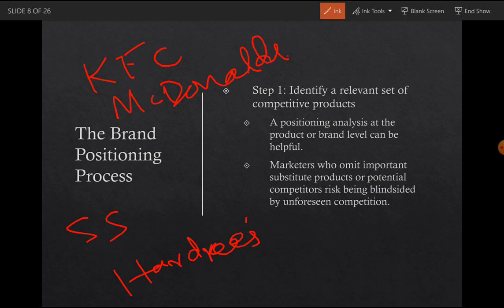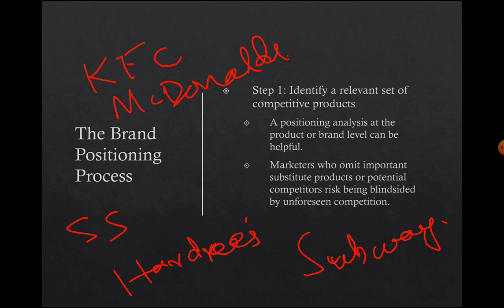And what else was there? I think Subway was there as well, right? I just wanted to have a little bit of a perception from you people about where you perceive these products to lie on the chart, right? So I selected all six, or five, of these products. The results are embedded in this presentation, and we're going to discuss those results very soon, right? So step one is to identify the relevant set of competitive products.